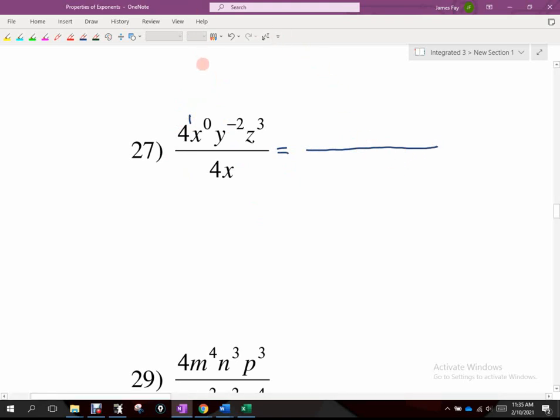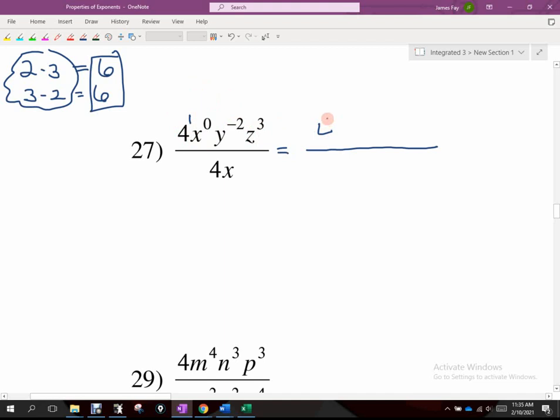Question 27. Commutative property. Like 2 times 3. If I say what's 2 times 3, what do you tell me? 6. But can you write that as 3 times 2? So we get 6, right? So because those are the same, that means that these orders don't matter. So if I write 4x to the 0, y to the negative 2, z to the third, that's the same thing as saying z to the third, x to the 0 times 4 times y to the negative 2. If this is all multiplication through here, the order does not matter.